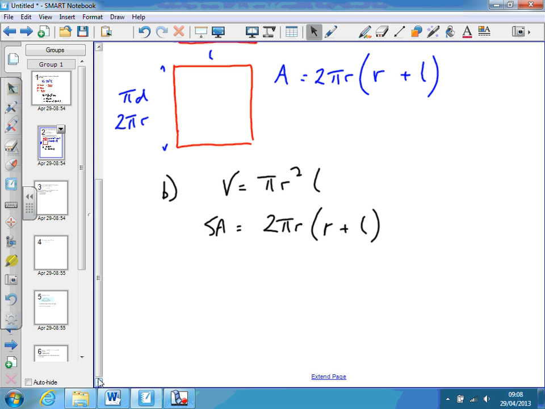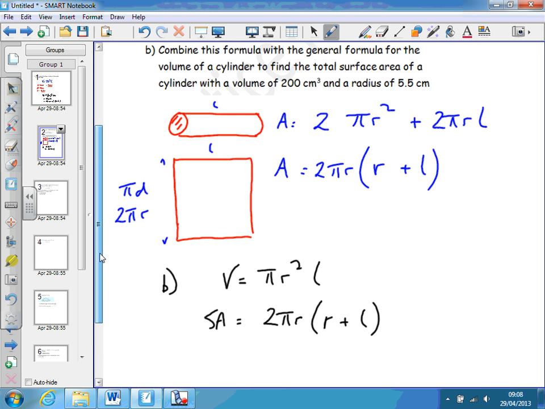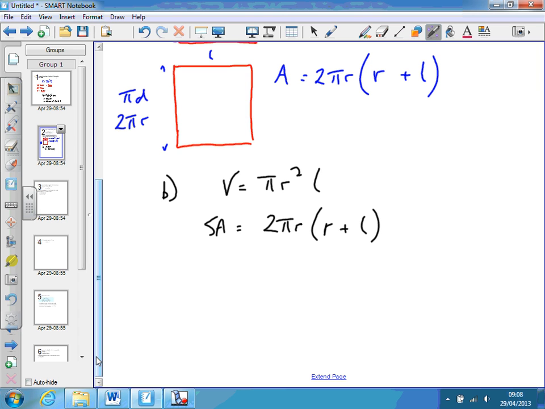Now if we look at the information we're given, we want to find the total surface area of a cylinder where we're given the volume and we're given the radius, but we're not given the length. I don't know the length of this cylinder. So what I need to do here is get rid of L. So this is the formula for the surface area, and what I need to do is replace L in this formula with something else. So I'll rearrange this formula for L. So let's call that 1 and that 2.